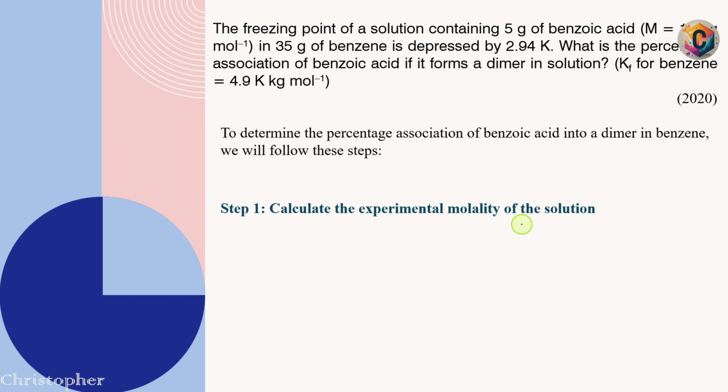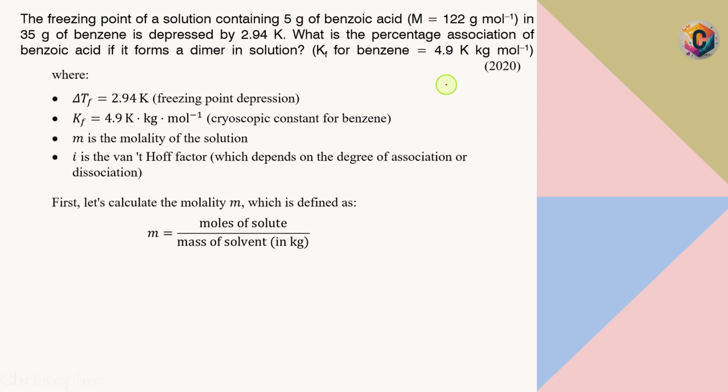If you want to find out the percentage of association or dissociation for everything, what you need is the i value. So delta Tf value depends on molality. So first thing, what I need to find out is the molality of the solution. So you have taken 5 gram of benzoic acid, which is dissolved in 35 gram of benzene. Okay, delta Tf value is given to be 2.94. So after adding 5 grams of benzoic acid and 35 gram of benzene, the solution freezing point decreased by 2.94.